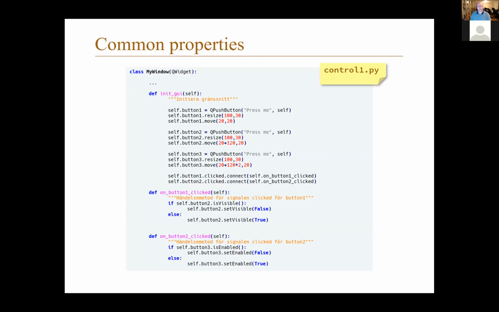So in this example, I will show some of these methods for controlling visibility and enabling controls. I create three buttons, one, two, and three. I connect two of them to this one here, and I connect one to this control here. And on the first event method, I will set the visible flag to the control, so I will turn it on and off. I also want to enable and disable one of the controls, so I use set enabled true or false here.